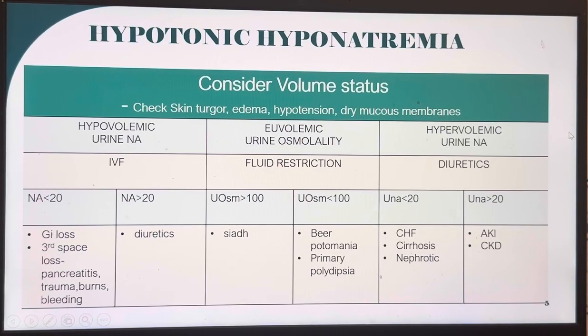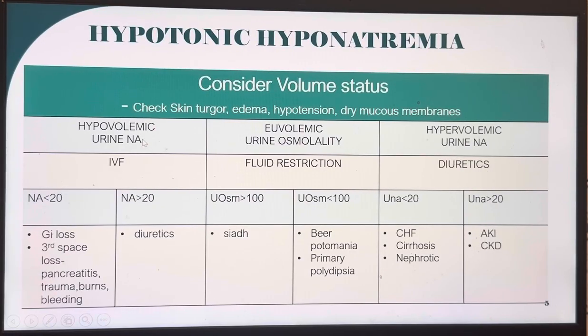After checking the volume status, you need to check urine sodium and urine osmolality. You order this right in the ED when the patient is admitted, so that you get all the results and you can immediately treat. Depending on the volume status, you can determine the treatment. If it is hypovolemic, you give IV fluids. If it is euvolemic, you do fluid restriction. If it is hypervolemic, you give diuretics.